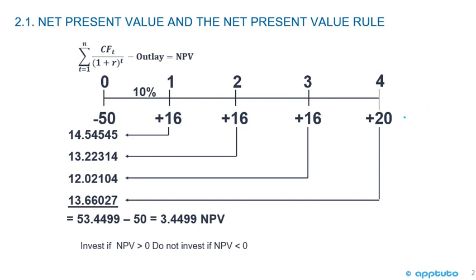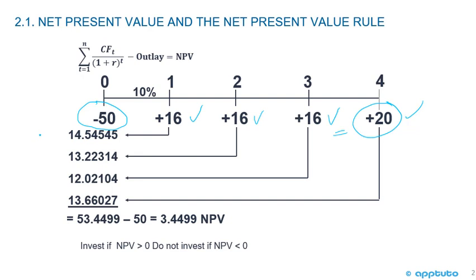Okay, so the example in my slides is basically using the same numbers, but I made it only a 4-year example, so I took out one of the years with plus 16, and I shortened it so we can show the calculator keystrokes in the next slide, okay? So here's basically the same example. We have the initial outflow of minus 50, and then we have an inflow of 16 million for year 1, 16 million for year 2, 16 million for year 3, and in year 4, a final after-tax cash flow of 20 million euros, okay? So we do the present value for each cash flow, discounting at 10%.